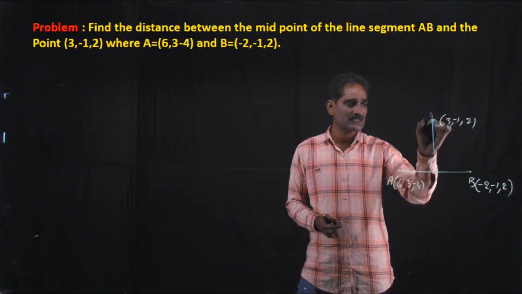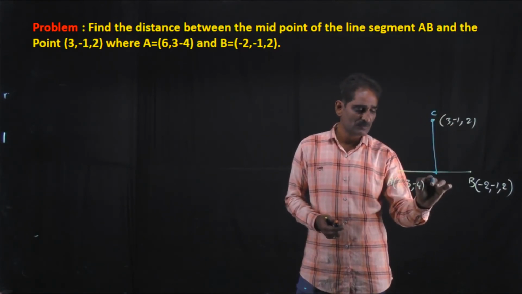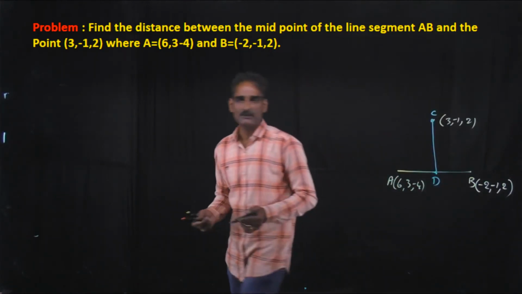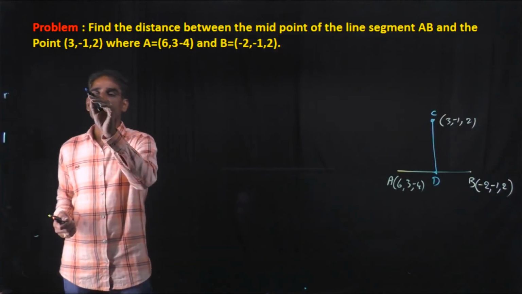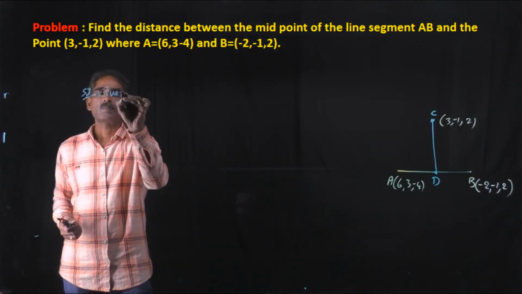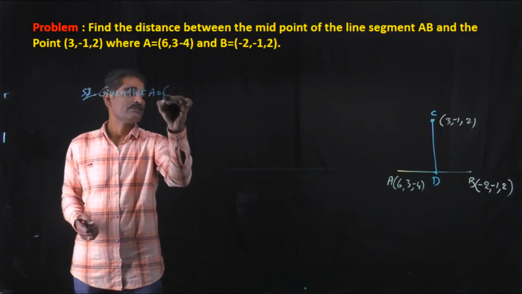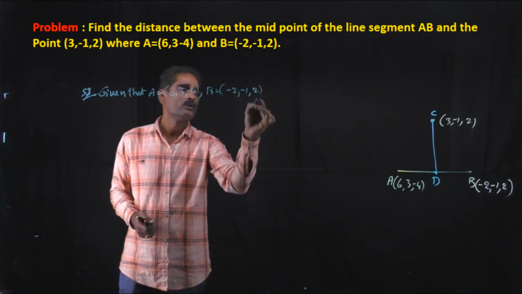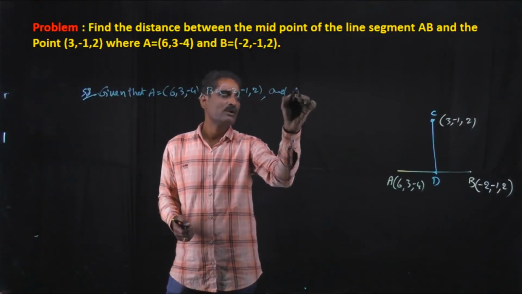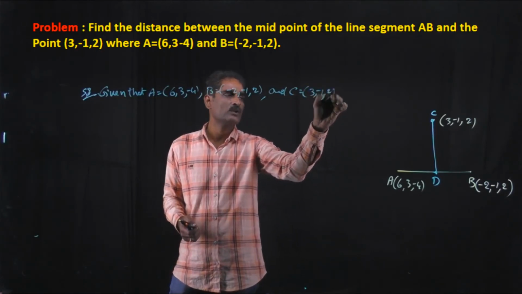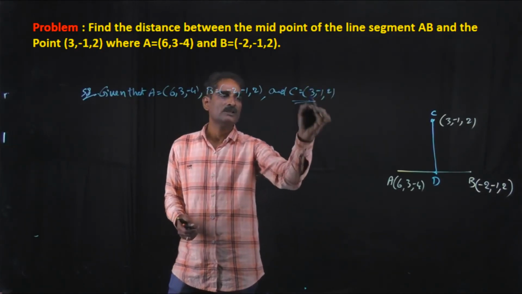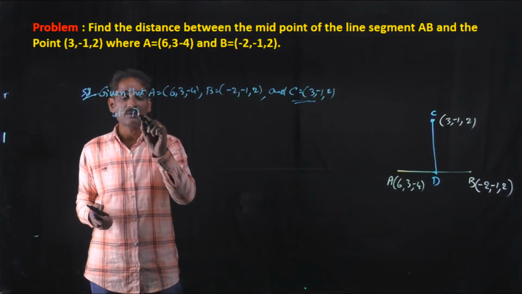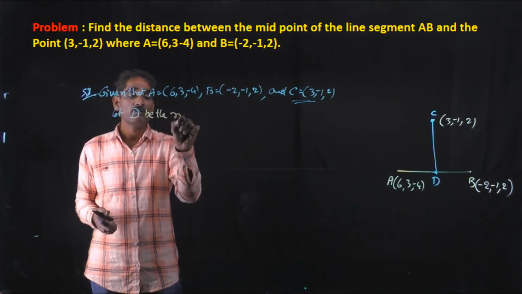Let us take this point as C. Let us take the midpoint of AB as D. Now find the D value, then find the distance between D and C. So given that A is equal to 6, 3, minus 4 and B equal to minus 2, minus 1, 2, and the given point, let us take C, equal to 3, minus 1, 2. Okay, assume this one. So let D be the midpoint of AB.